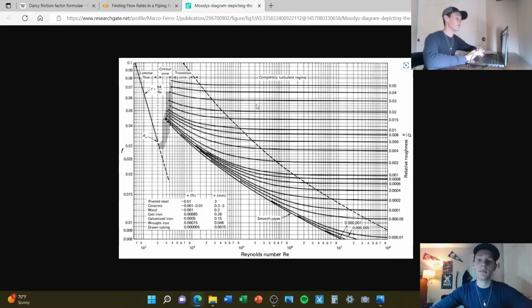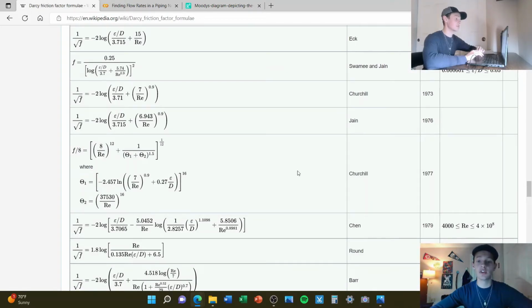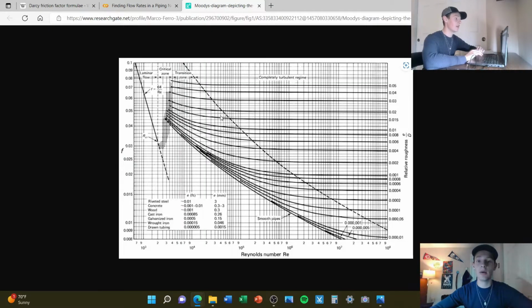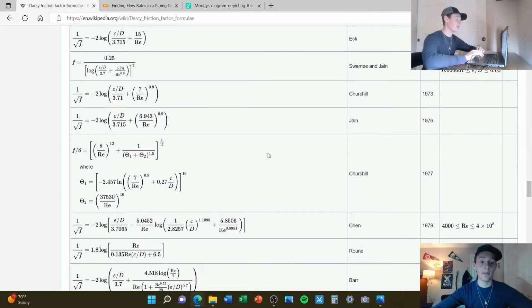Many people developed formulas to describe how the friction factor changes with surface roughness and the Reynolds number. In today's video, we're going to be using the Churchill equation, which is valid for laminar and turbulent flow. In the previous video, we developed an expression for the fanning friction factor for laminar flow, in which the value is 16 over the Reynolds number. And here we have the friction factor as 64 over the Reynolds number, and that is because this Moody diagram is based off of the Darcy friction factor, which is 4 times larger than the fanning friction factor.